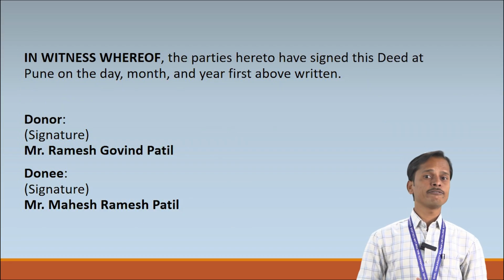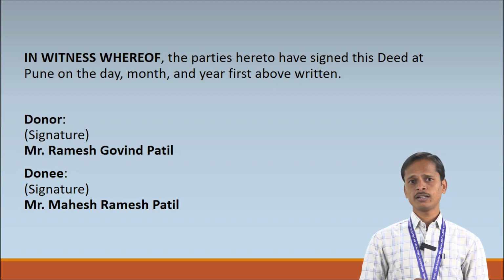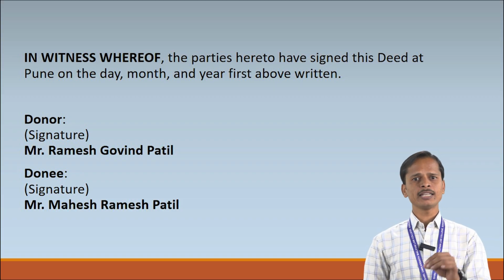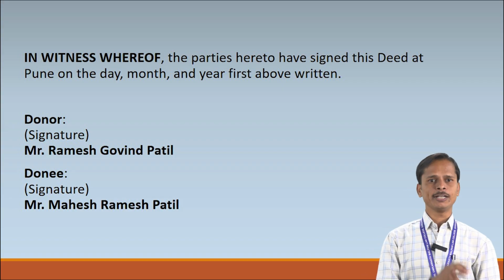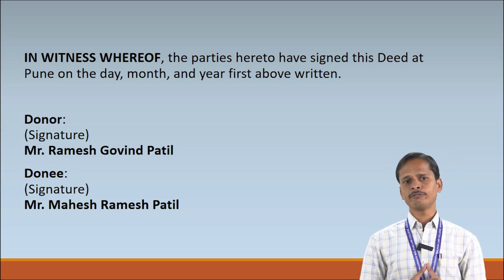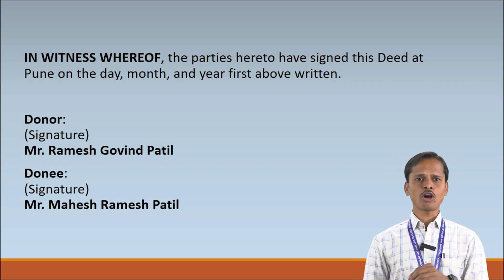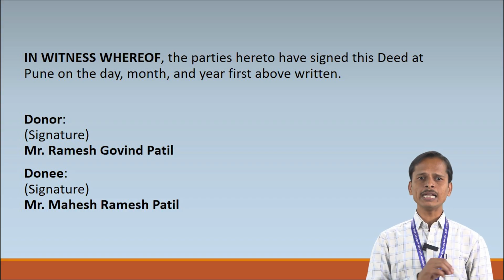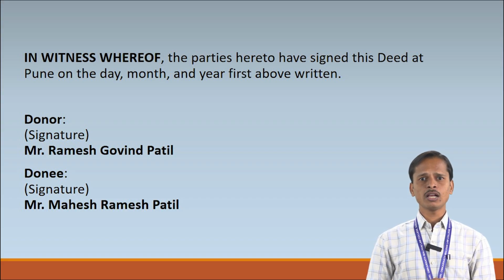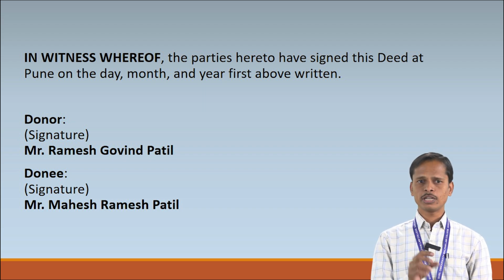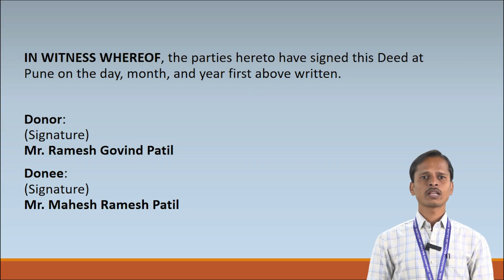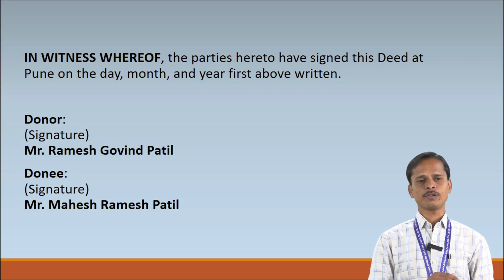Finally, every deed must end with the execution clause, where parties confirm the document by signing it. Here is the standard wording for it. In witness whereof the parties hereto have signed this deed at Pune on the day, month and year first above written. Below this, we place the signature of the parties. Donor, his name and signature. Donee, his name and signature.